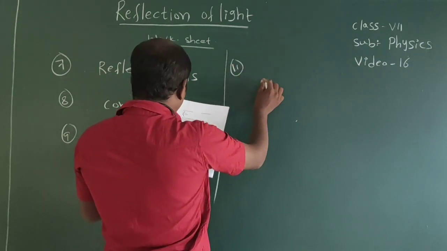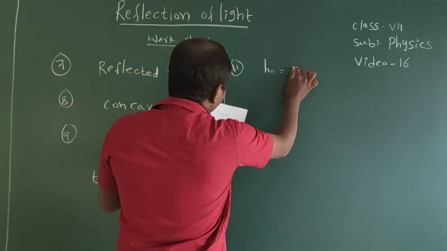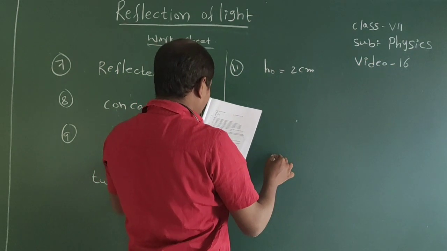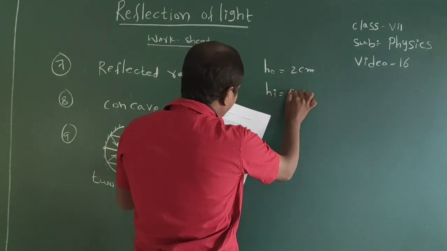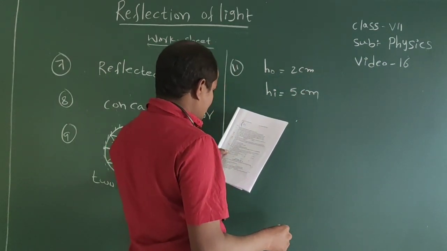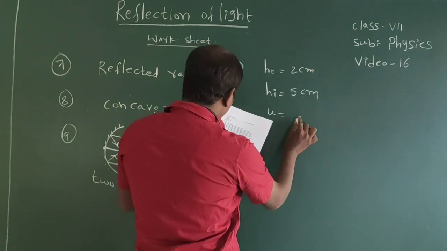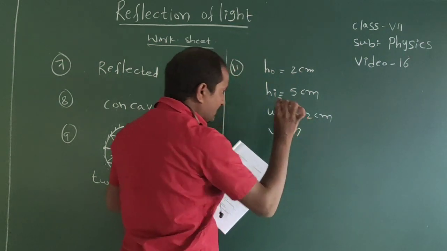What are the given values? Height of the object equal to 2 centimeters and the height of the image is given, that equal to 5 centimeters, and u is given, u equal to minus 12 centimeters. Then find the v value.